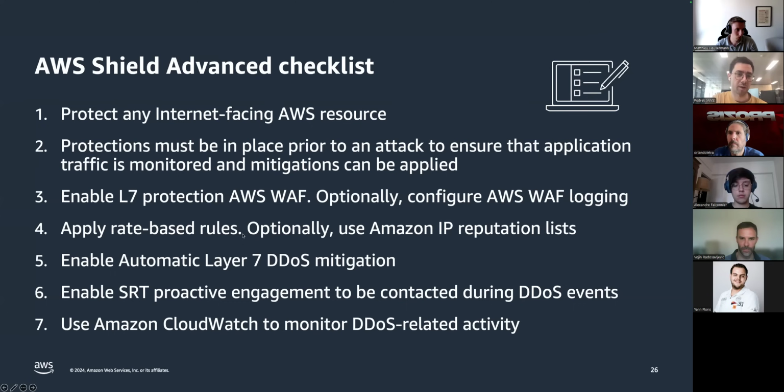For that, on AWS WAF, we recommend creating rate-based rules. Optionally, also to use Amazon IP reputation lists. And we recommend to enable proactive engagements, automatic layer 7 DDoS mitigation. So all the great features that AWS Shield Advanced offers. And also to use CloudWatch and the DDoS related metrics to monitor the DDoS related activity.